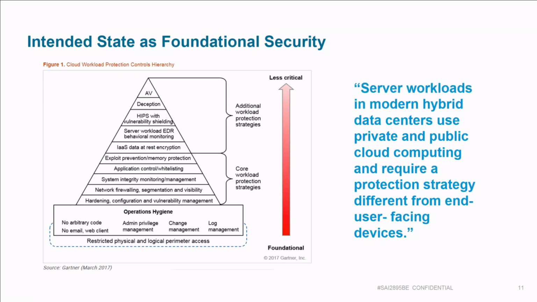This is a great slide from Gartner. This is something they publish in their cloud workload protection platform paper. It basically looks at all the different things that you should be doing inside of your data center assets. And when they say cloud workload protection, they're essentially looking at data center endpoints. That's their way of talking about data center endpoints. Essentially what they're saying is, when you're looking at data center endpoints and server workloads, they require a fundamentally different strategy to secure them than an end user endpoint.